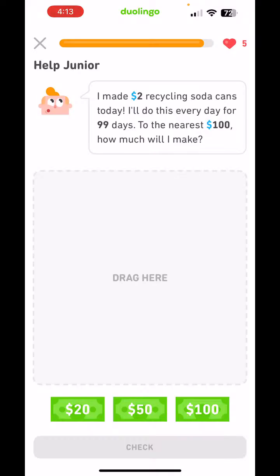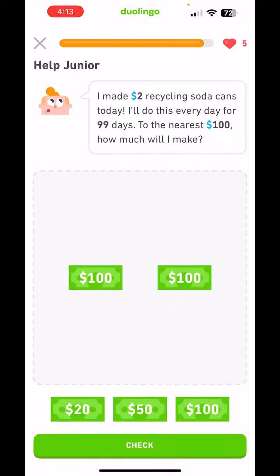Okay, so $2 recycling cans for 99 days. So you make about $200, because 99 times 2 is 198. 198 to the nearest $100 would be $200. So you could do 10 $20 bills, or you could do 4 $50 bills, or you could just do $200 bills.